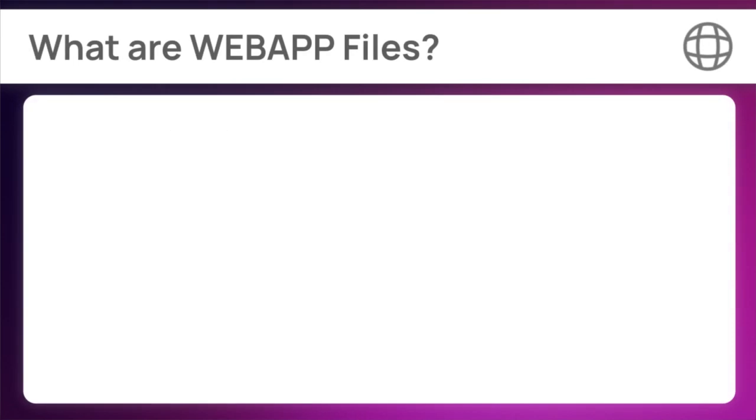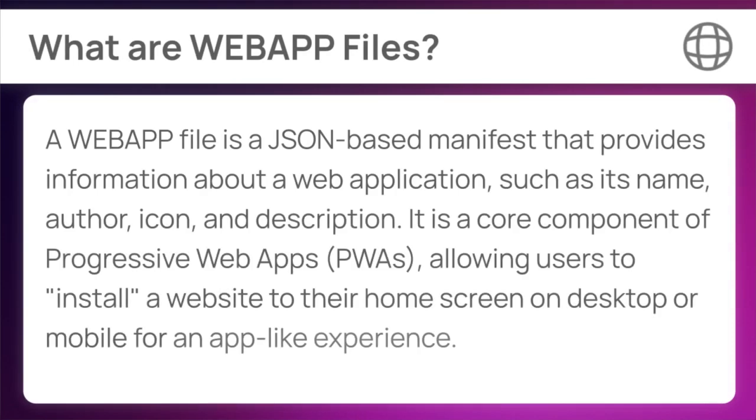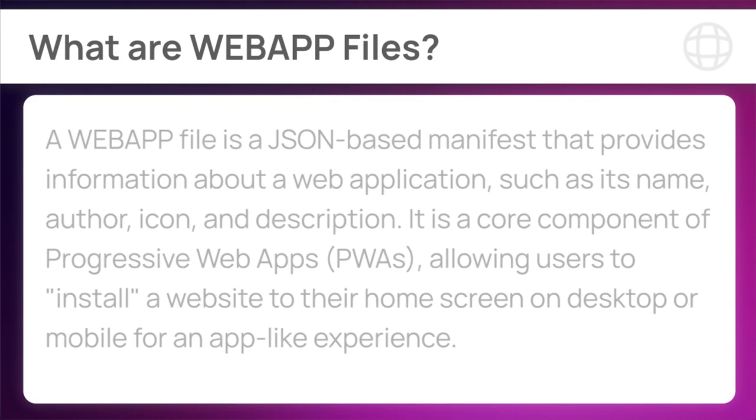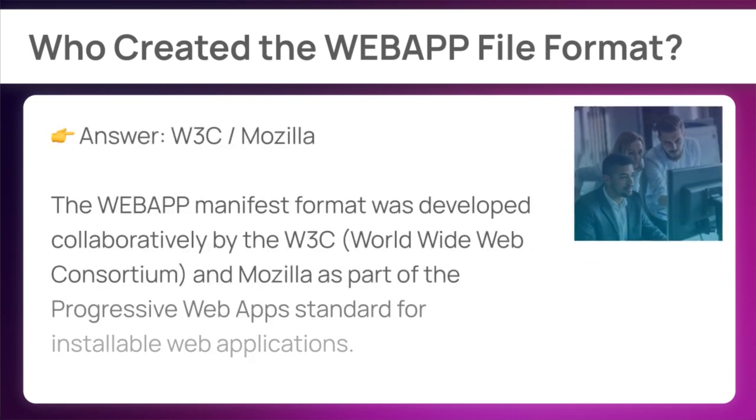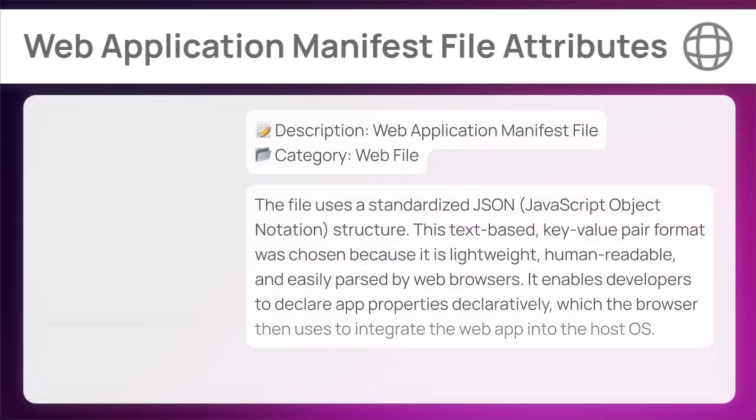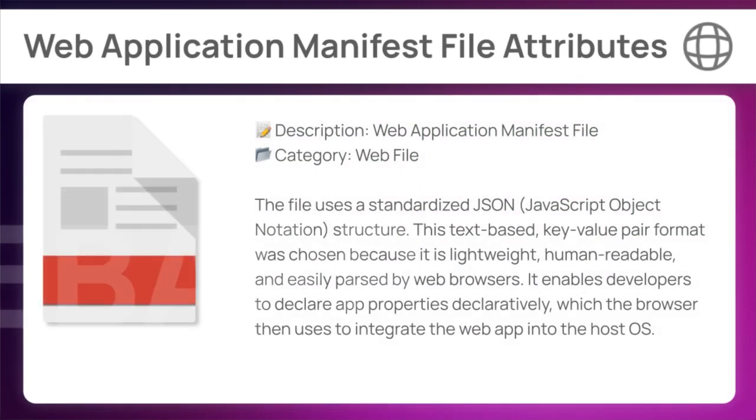A WEBAPP file is a JSON-based manifest that provides information about a web application, such as its name, author, icon, and description. It is a core component of progressive web apps, PWAs, allowing users to install a website to their home screen on desktop or mobile for an app-like experience. The file uses a standardized JSON, JavaScript Object Notation, structure. This text-based key-value pair format was chosen because it is lightweight, human-readable, and easily parsed by web browsers.